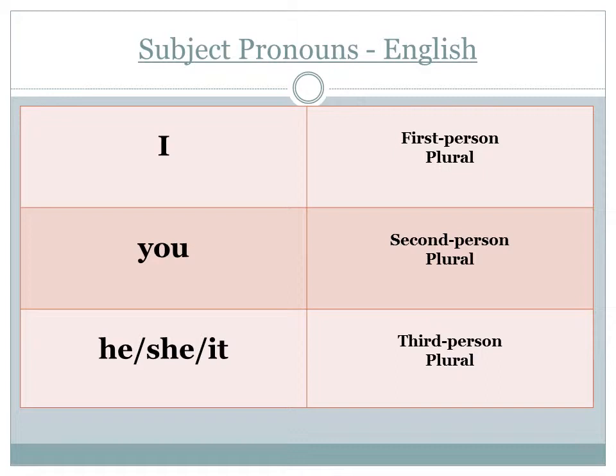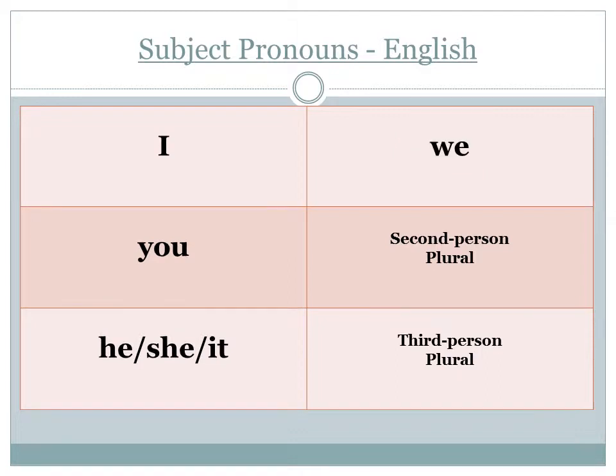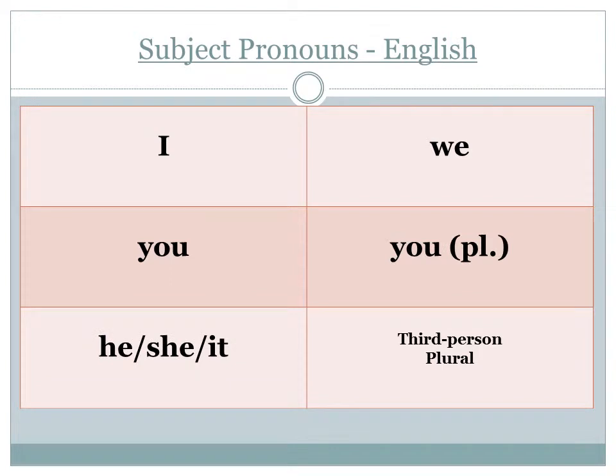The first person plural subject pronoun is we. We is used when the speaker and at least one other party are performing the action of the verb. The second person plural subject pronoun is the plural you. The plural you is used when the person that the speaker is speaking to and at least one other party are performing the action of the verb. The third person plural subject pronoun is they. They is used when more than one third party are performing the action of the verb.